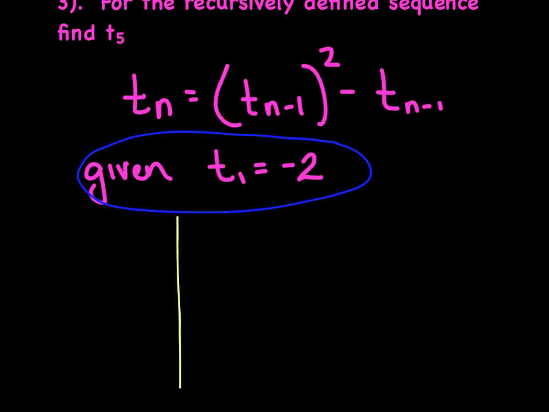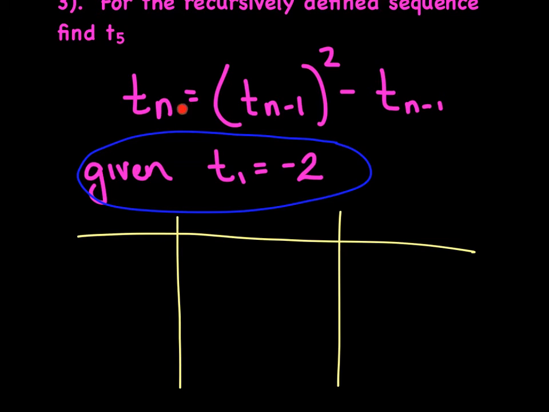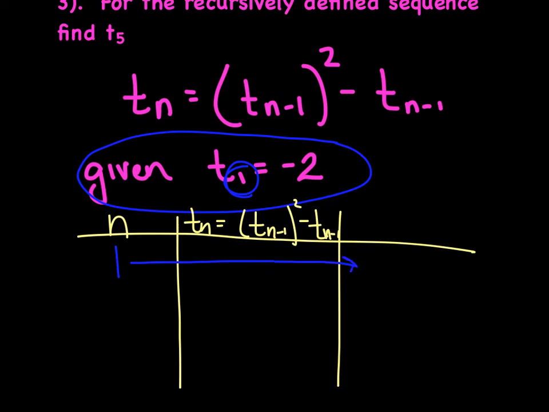So again, I'm going to draw on these lines. The variable in the problem is what's going to go here. And again, in this case, it's t sub n, so my n is my variable. My rule is t sub n equals t sub n minus 1 squared minus t sub n minus 1. Now again, we know the first term, they gave it to us, so when n is 1, I know the answer is -2. Now I just go in order, so now I need n to be 2. And I'm just going to carefully plug it in.